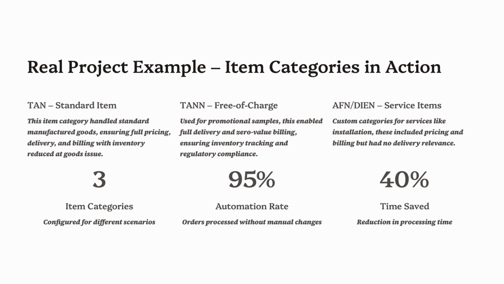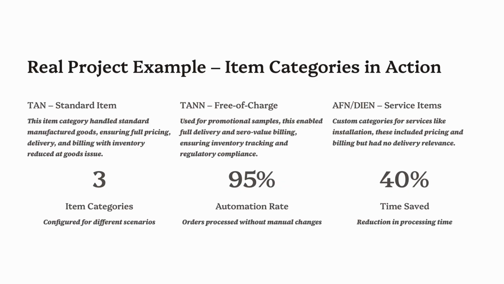Part 7, final part. To wrap up this training, let's walk through a real project scenario so you can see how item categories behave in an actual SAP environment. Imagine a company selling industrial spare parts, consulting services, and bundled maintenance kits. Each one behaves differently inside the sales order, and item categories control everything.